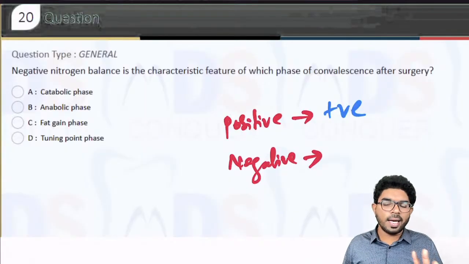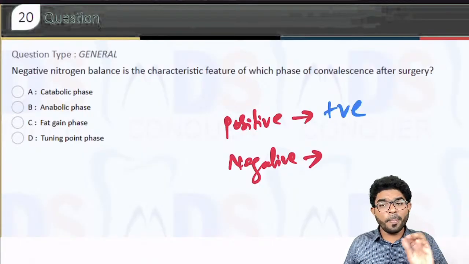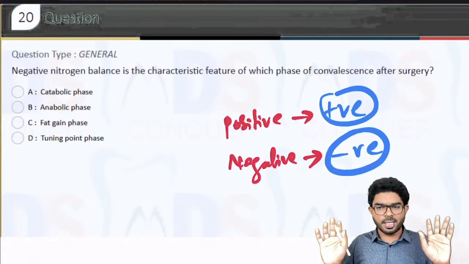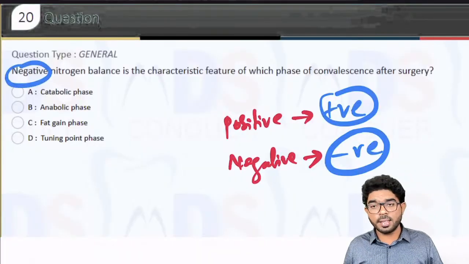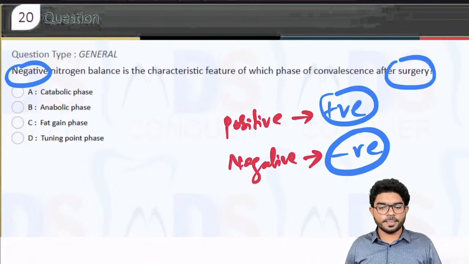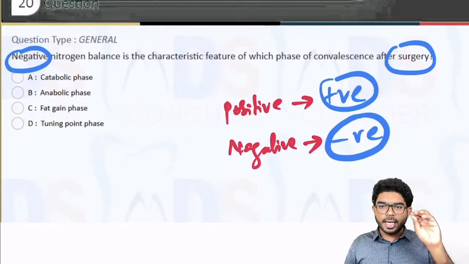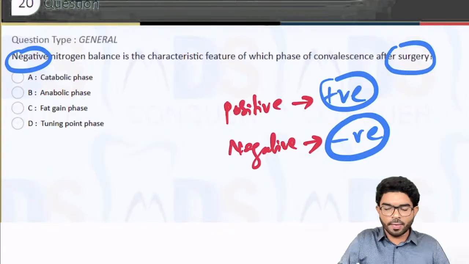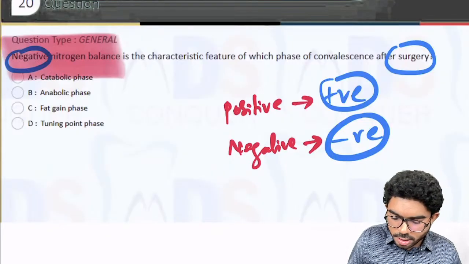Whereas negative nitrogen balance: you have a trauma, negative nitrogen balance. Malnutrition, negative nitrogen balance. All positive things will lead to positive nitrogen balance, and all negative things will lead to negative nitrogen balance. This is a simple concept which we have already discussed. Now the question is about negative nitrogen balance. They are correlating it with surgery. Negative nitrogen balance will happen during surgery. That is already covered nicely in your question.